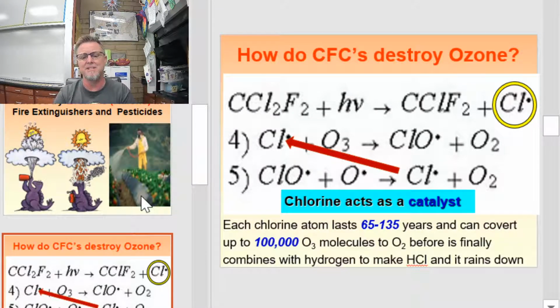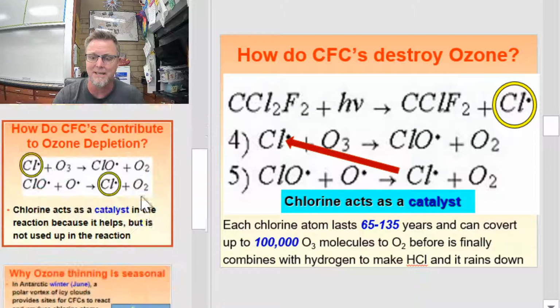So, how do CFCs destroy ozone? Here's the chemical equation for it. Chlorine acts as a catalyst, and it gets in there, and like I said, it binds up that singlet oxygen. Each chlorine atom can last 65 to 135 years and can convert up to 100,000 O3 molecules to O2 before it finally combines with hydrogen to make hydrochloric acid and then rains down on us like acid rain.